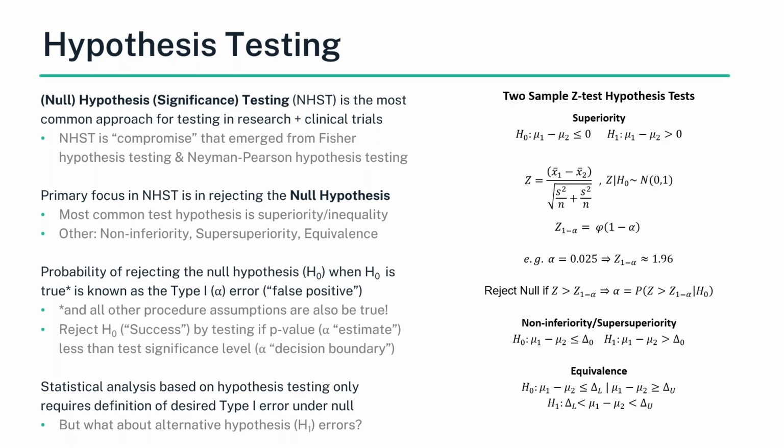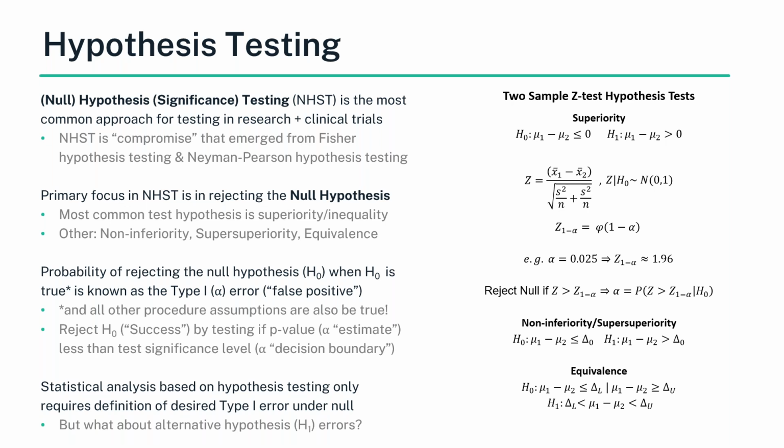So if we go back to the right here, you can see that for, say, a two-sample z-test, we have our z-statistic, which is our mean difference, x̄1 minus x̄2, divided by our standard error, which is the variance divided by n in each group.